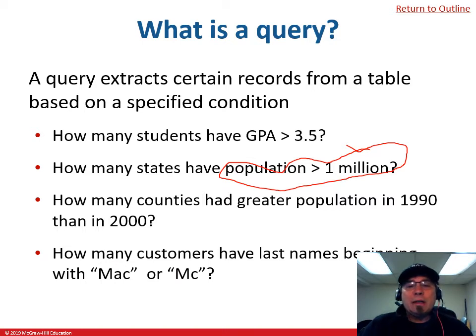You can compare data. How many counties had greater population in 1990 than 2000? So you're comparing two different dates. And the bottom one is used quite a bit, where you can actually do what's called pattern matching, where you're looking for specific patterns in the text itself to whittle down data. Address location does a lot of this type of stuff. Give me all the streets or all the avenues or things like that.